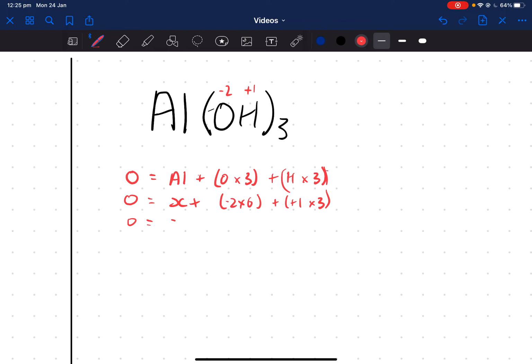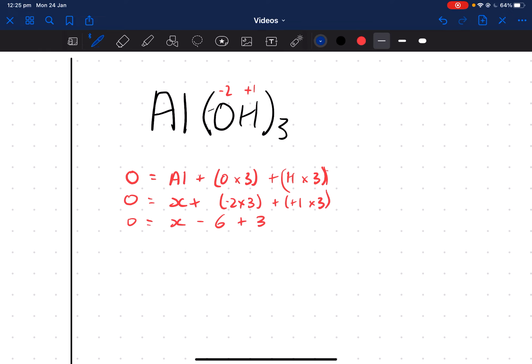So 0 equals x minus 12 plus 3. No, that's wrong. What did I just do there? That's meant to be 3. Can't copy things down. So x minus 6 plus 3. It's a little bit better.